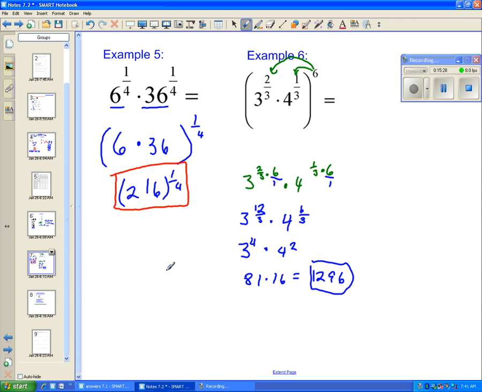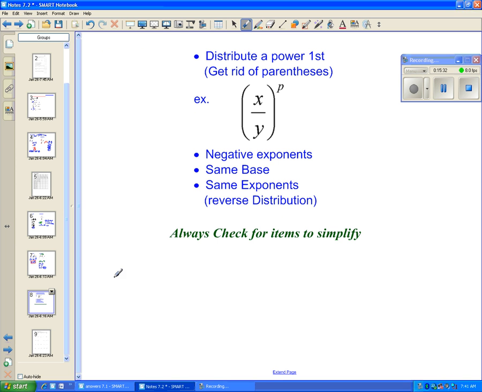So what's the gist? What's the point? On the last sheet of my notes is this. The first thing I want to do is I want to distribute a power first. Get rid of the parentheses. The example is this. I would want to distribute the p into the x, the p into the y. Deal with negative exponents, deal with same bases, and then I want to do same exponents. I want to reverse distribute.